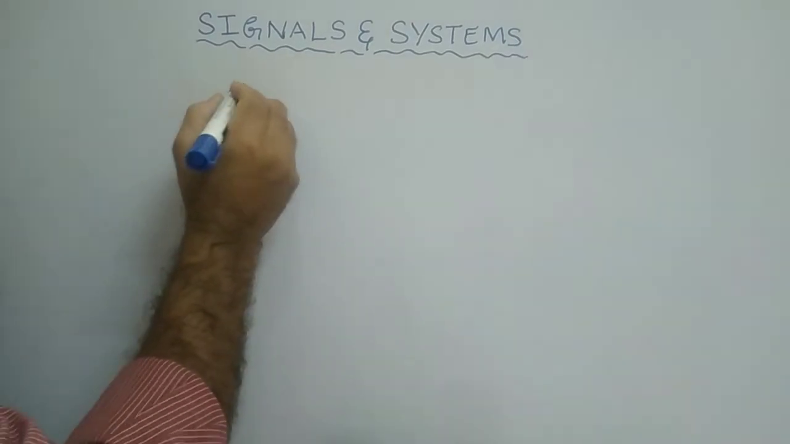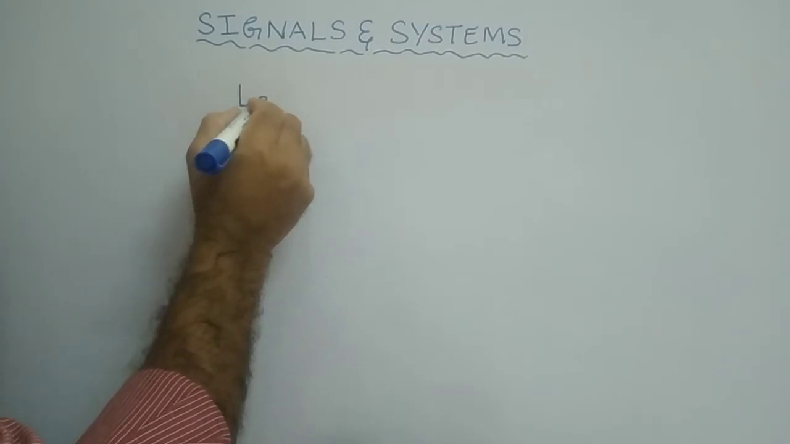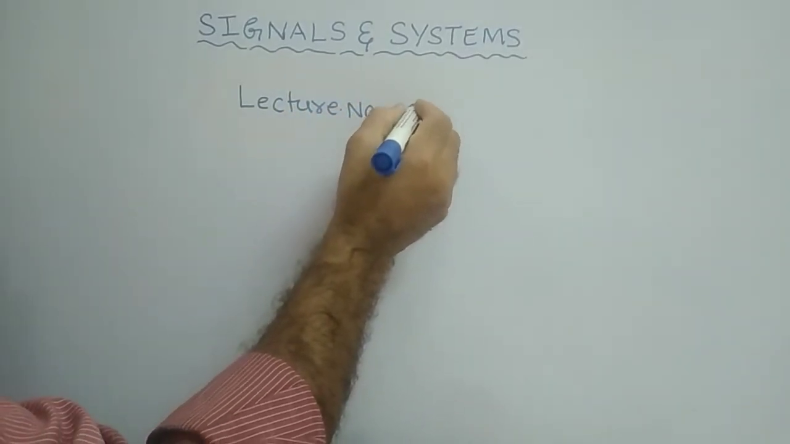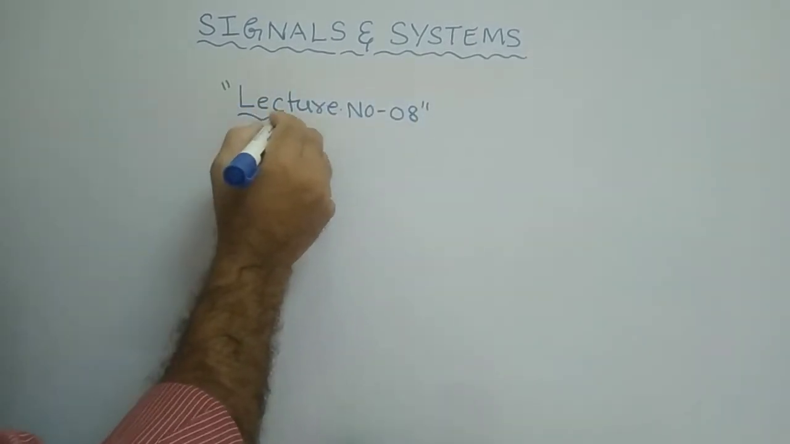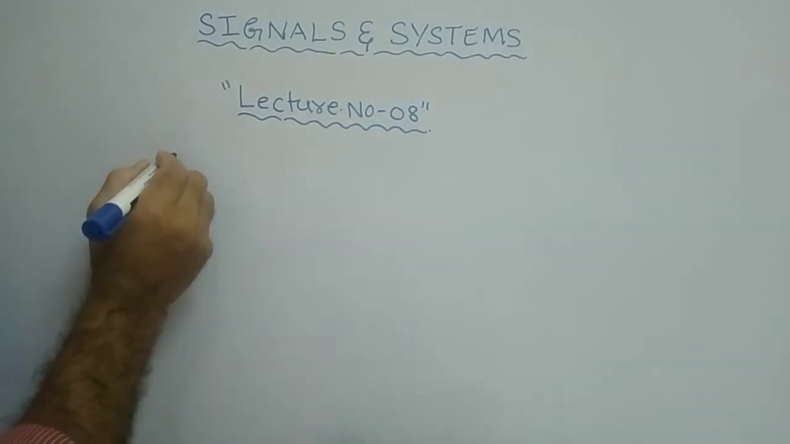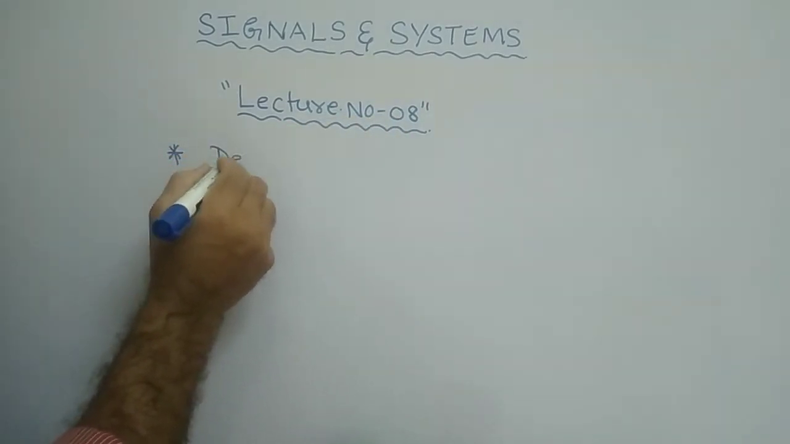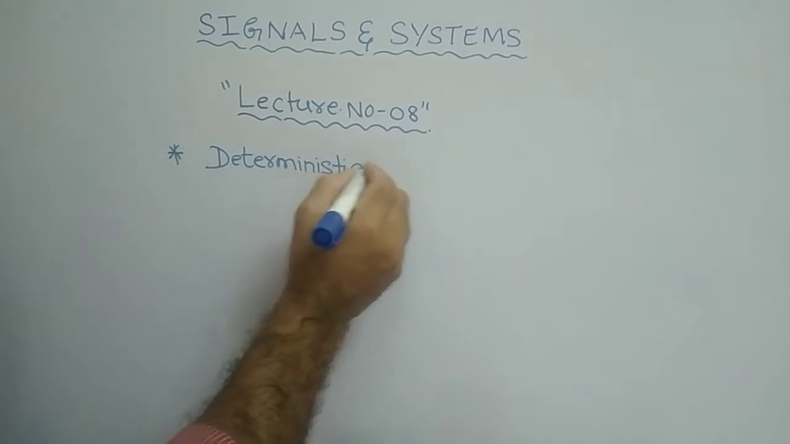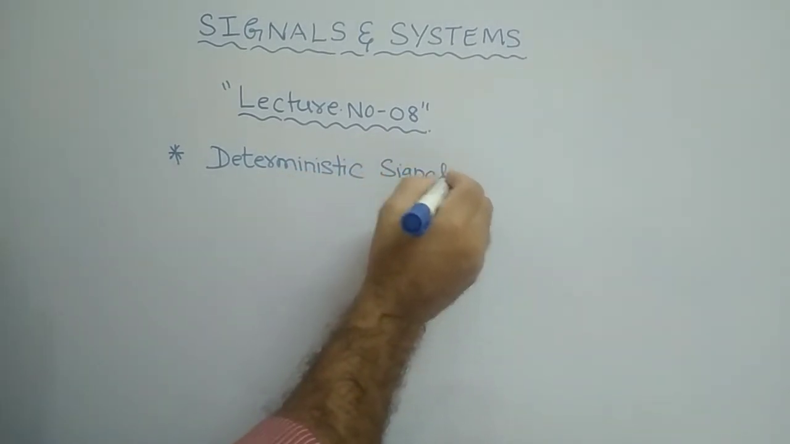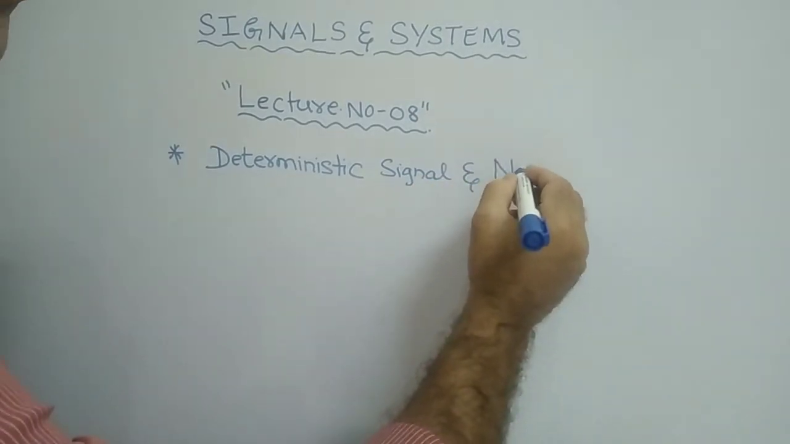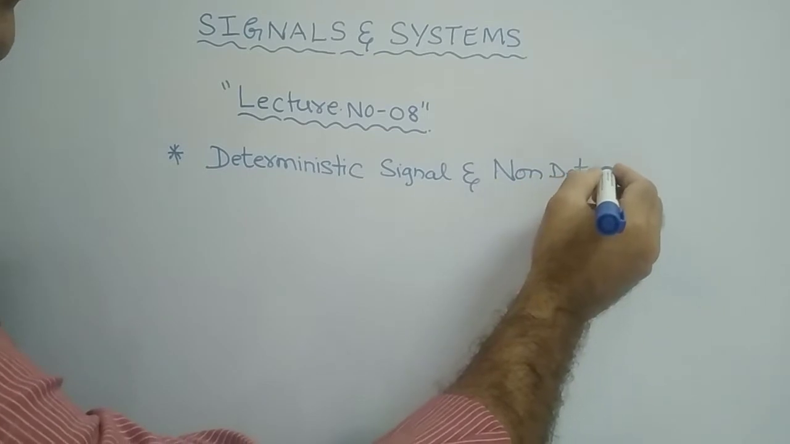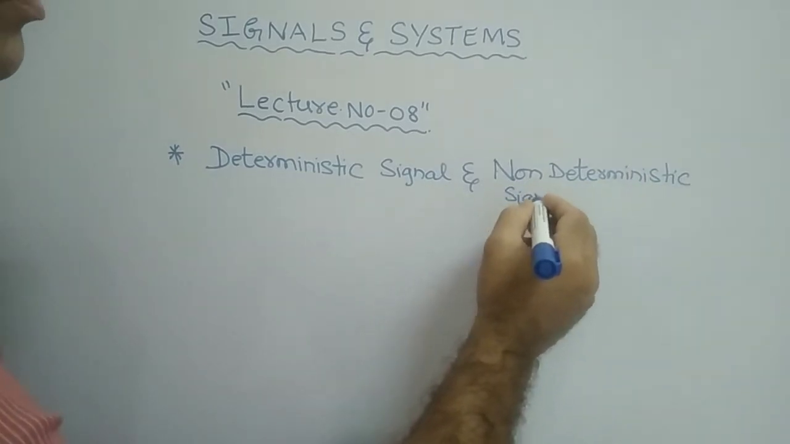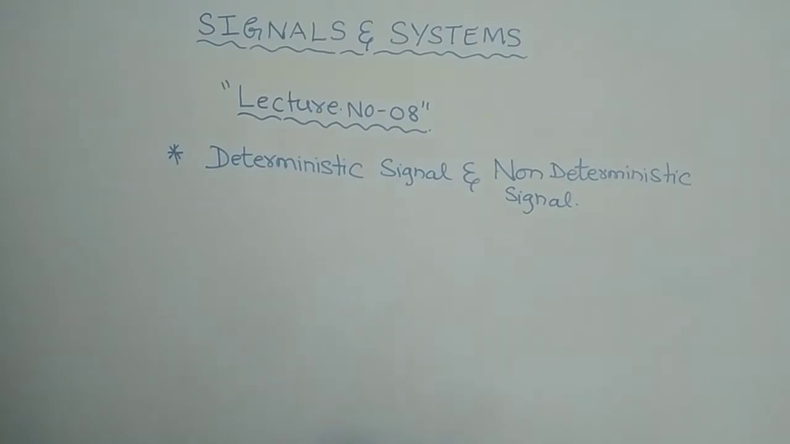Today, we are going to see lecture number 8, in which we are going to see another classification of signal, that is deterministic signal and non-deterministic signal. What is deterministic? What is a non-deterministic signal? This is another classification of signal.